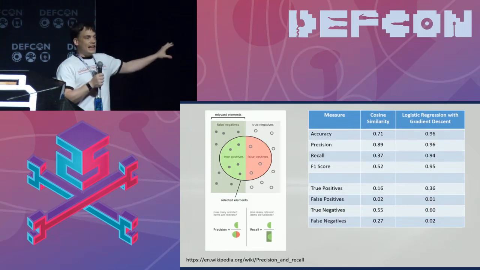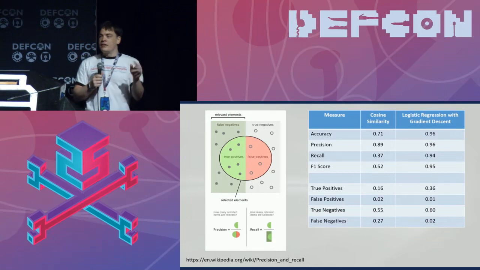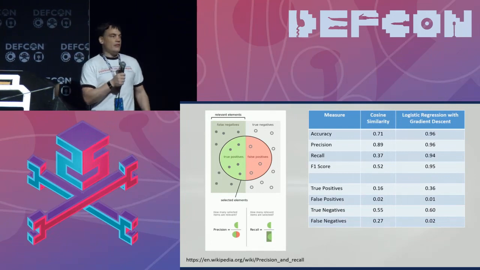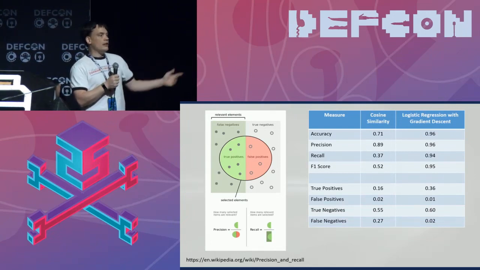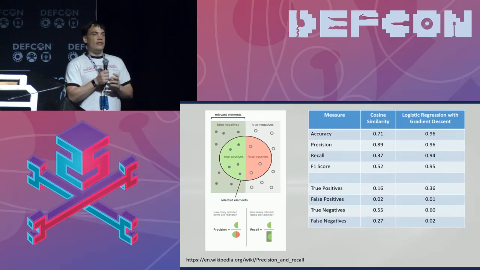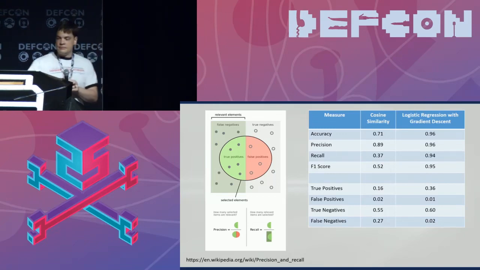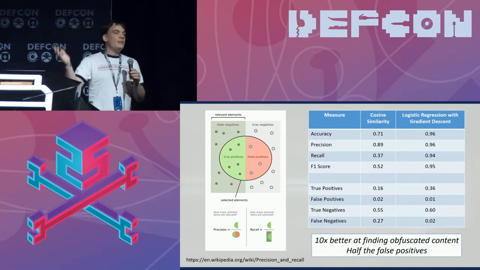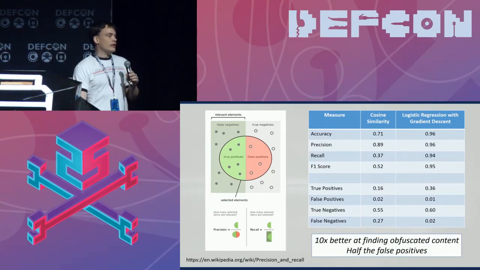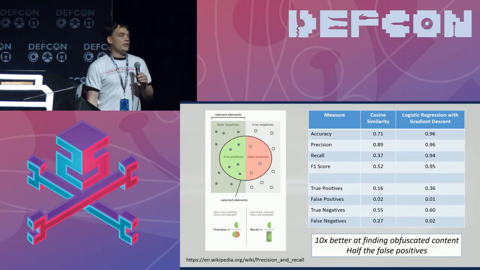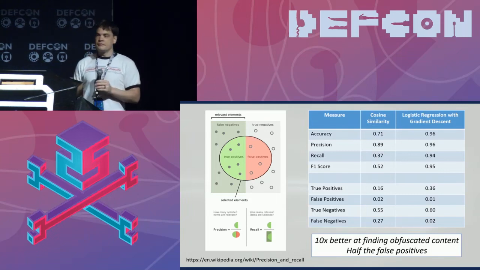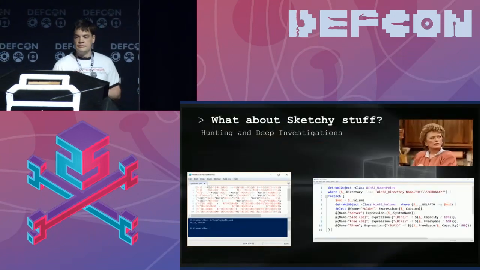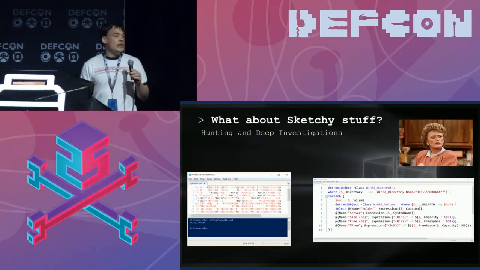Using Revoke-Obfuscation, you can detect 94% of in the wild obfuscated PowerShell with only 1% false positives. That is literally 10 times better than cosine similarity with half the false positives. And we can even do better.